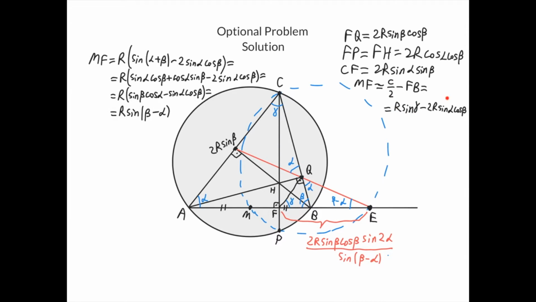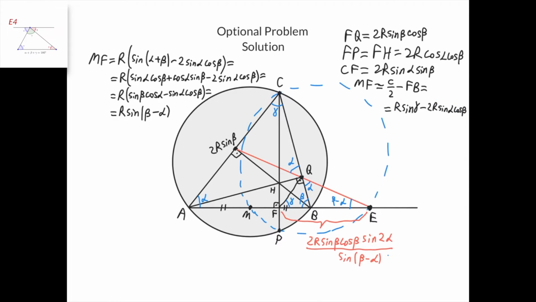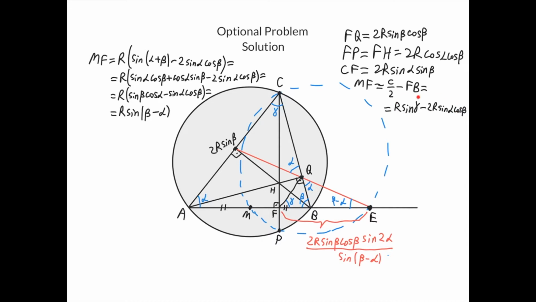Now let's try to simplify this expression a little bit, because it's always best when all the segments are expressed in terms of a product of terms and not as a sum or subtraction of terms. So we take this r sine gamma minus 2r sine alpha cosine beta, and we transform sine of gamma into sine of 180 minus alpha minus beta. But sine of 180 minus alpha minus beta equals sine of alpha plus beta. And so this expression can be rewritten as r times, and then in the parentheses, sine of alpha plus beta coming from sine of gamma, and then minus 2 times sine of alpha cosine of beta coming from here.